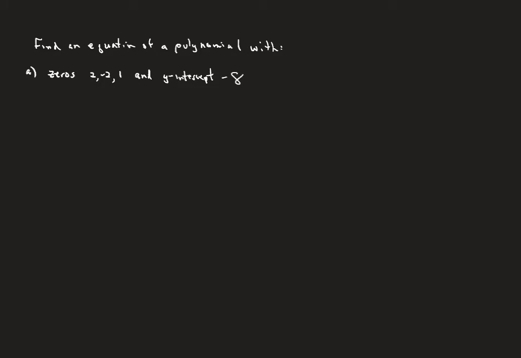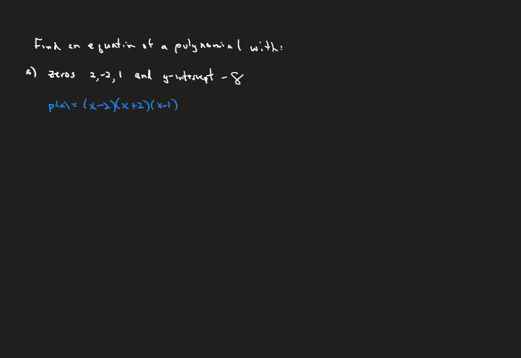So in this equation, what we know, or what we need to know, is what we started talking about last time. If we have zeros, we have also factors. So if 2 is a 0, that means that our polynomial is going to have x minus 2 as a factor. If negative 2 is a 0, then x plus 2 will be a factor. And likewise, if 1 is a 0, then x minus 1 is going to be a factor.